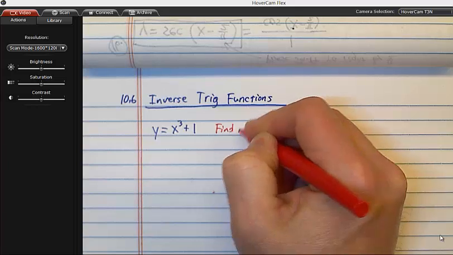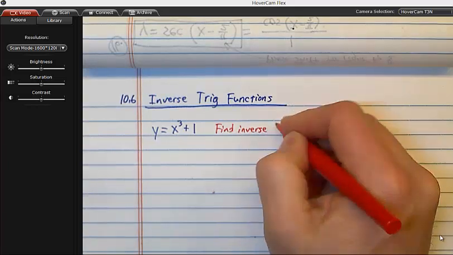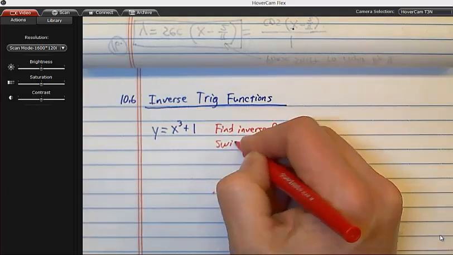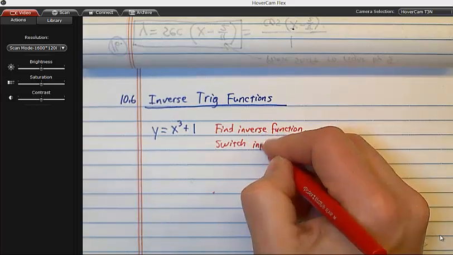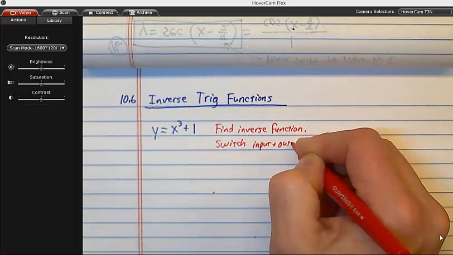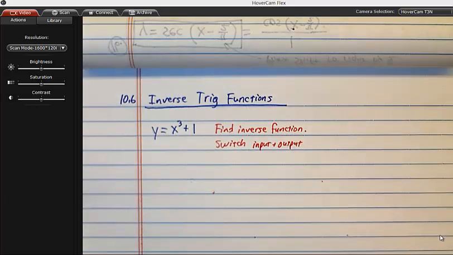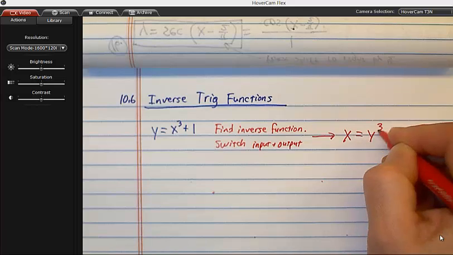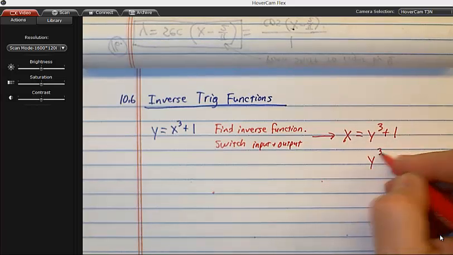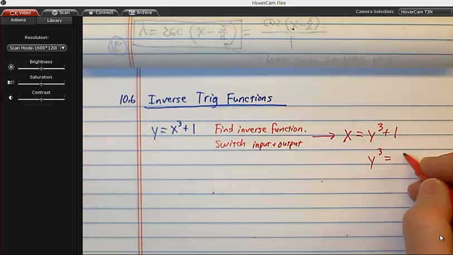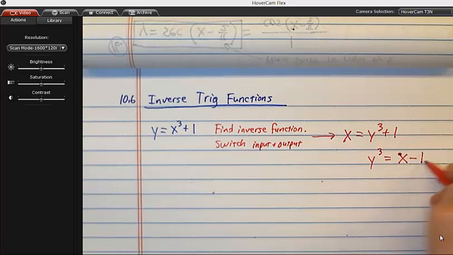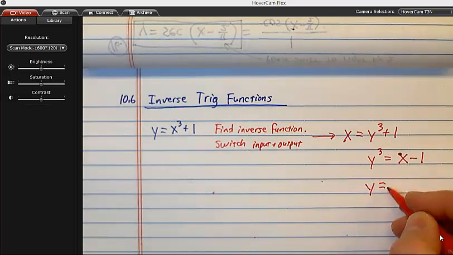When we say find the inverse function, what I'm really telling you to do is switch the input and output. What you really want to switch in this case is y and x, right? So your first move would be you write x equals y cubed plus 1. So y cubed is equal to what? X minus 1.